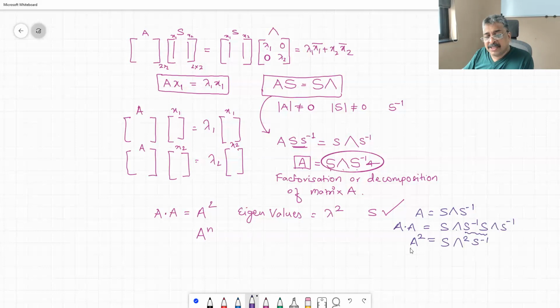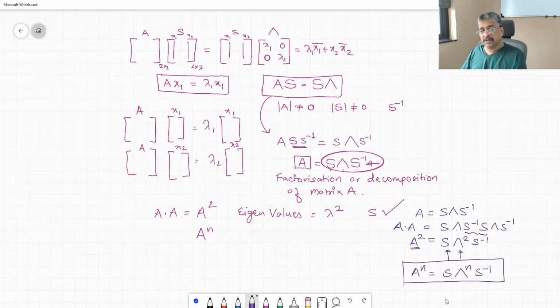Okay. So as far as eigenvectors of A square are concerned, they are the same. As far as eigenvalues of A square are concerned, they are not doubled, they are raised to power 2. And therefore, if you do it for n, where n is a natural number, then A raised to n will eventually give you the expression S, which is the eigenvector matrix, lambda raised to n, S inverse. Okay. So this is the first application of decomposition of the matrix.